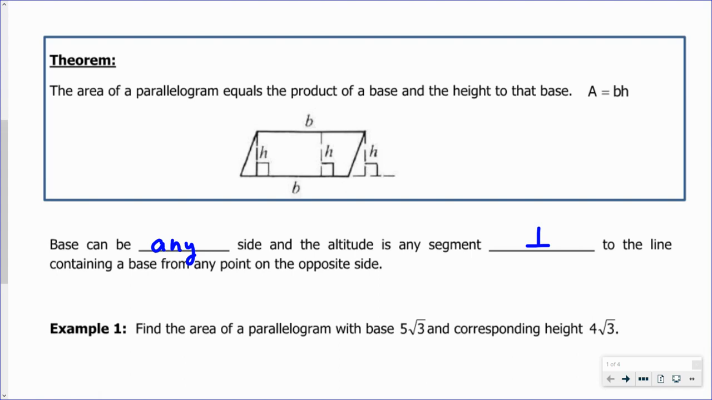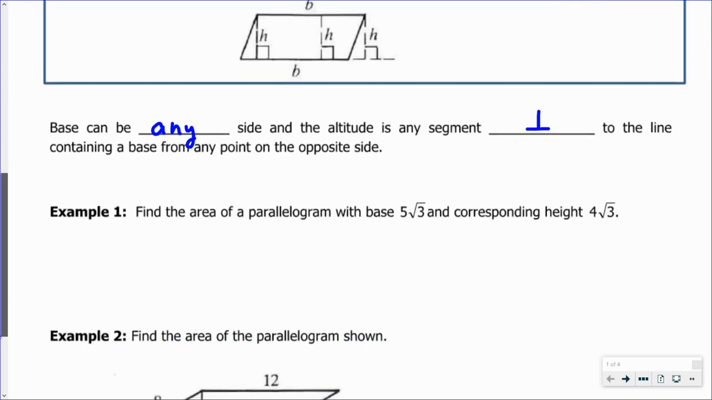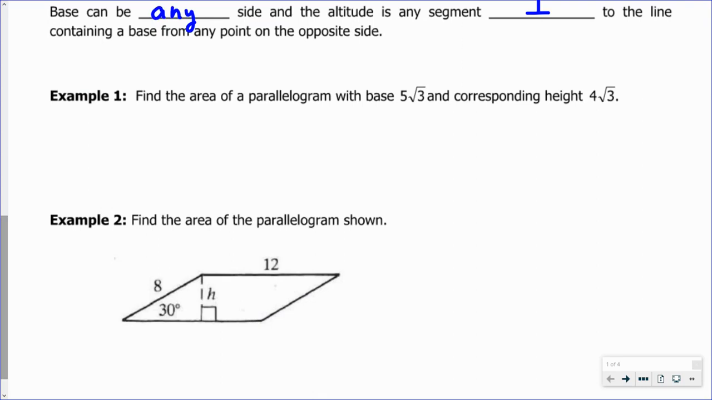So we'll go through and do some examples here. We'll do two examples, and I think you should probably get the idea once we've done that. So let's take a look at example number one. It reads: find the area of a parallelogram with base 5 root 3 and corresponding height 4 root 3. For this one, I'm definitely going to draw a diagram just so you get a feel for what we're talking about here.